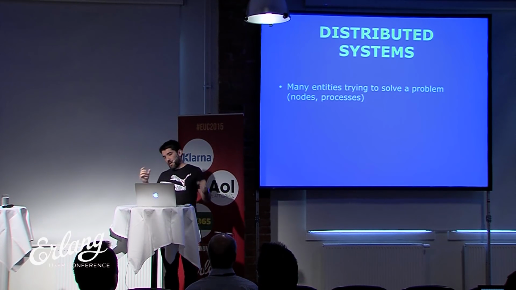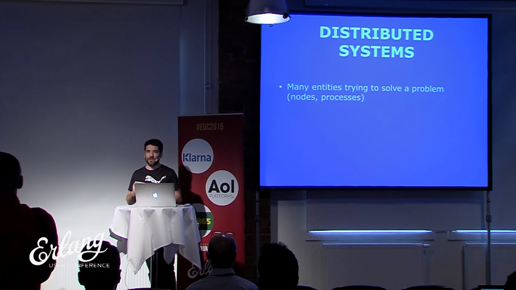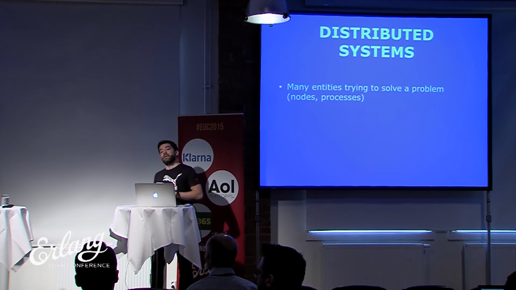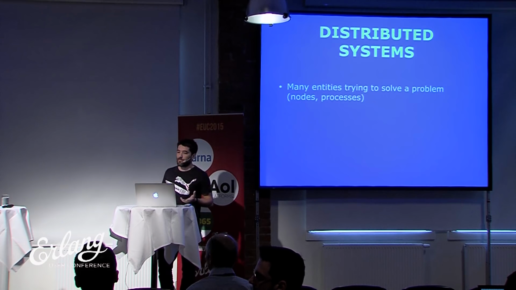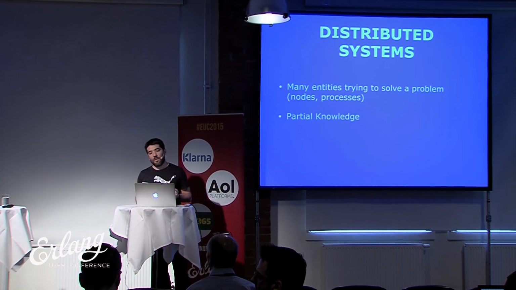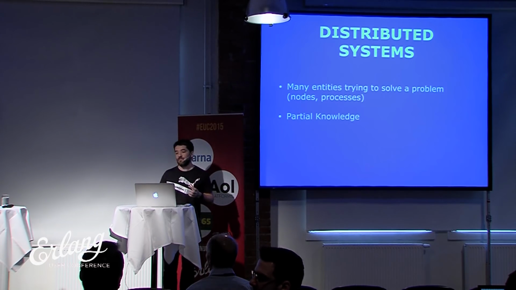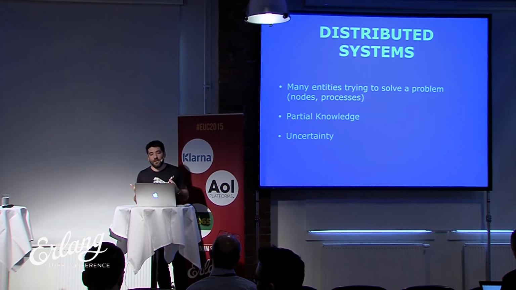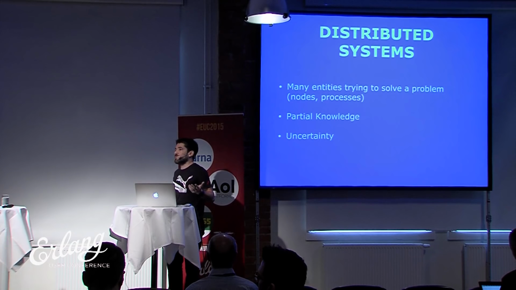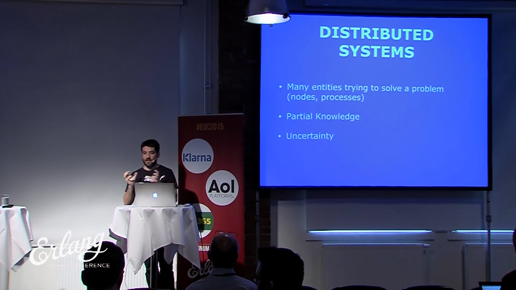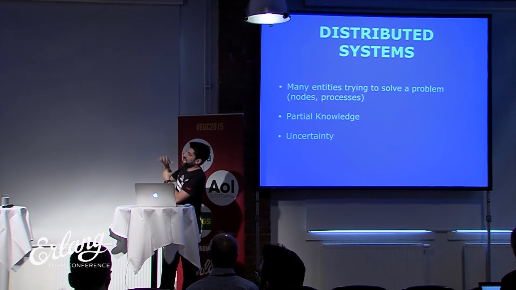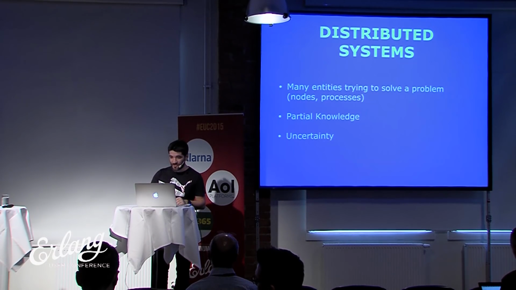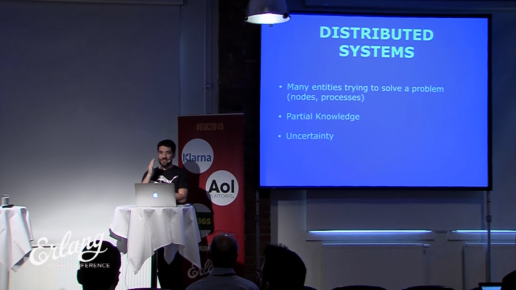So, as a definition, this is from a book by Michel Raynal, a French distributed systems researcher. He says that basically you have many nodes, or many processes, trying to solve a problem. They have partial knowledge of the whole system, and they have uncertainty. They have no idea what's going on on the other side, and is the other node alive or not? You don't know in a distributed system. That's basically what defines how computation works here, it is uncertainty. We don't know what's going on, which is quite hard in computer science when we are used to everything being so deterministic.